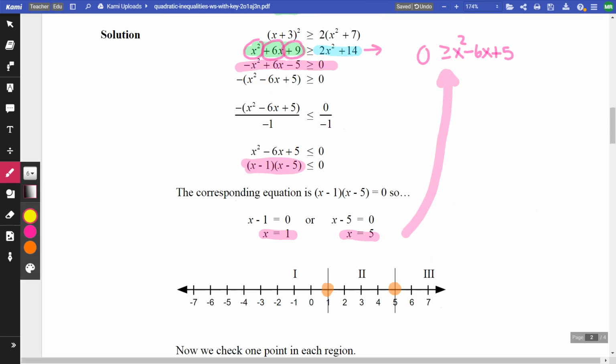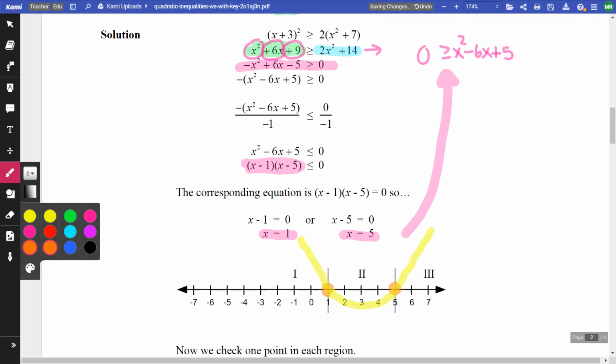I want 0 to be bigger than my graph. So that means I want my graph to be below 0. So this is above, not what I want. This is at 0, which is okay because I want it at 0. That's why it's a closed dot. Below, which is what I want. At 0, and then above is what I don't want.